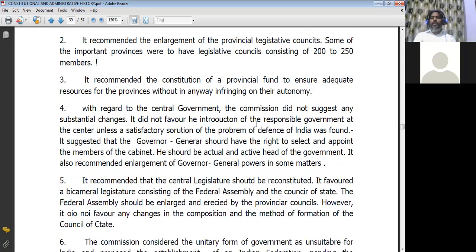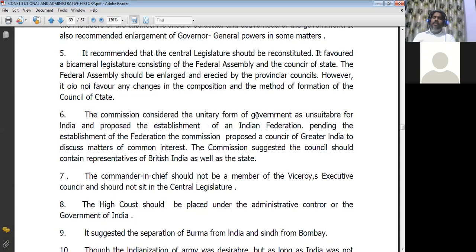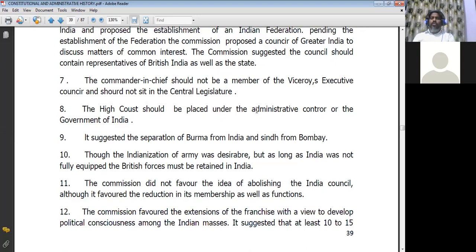With regard to the central government, the commission did not suggest any substantial changes, and it recommended that the central legislature should be reconstituted. The commission considered the unitary form of government unsuitable for India and proposed the establishment of an Indian federation. The commander-in-chief should not be a member of the Viceroy's executive council and should not sit in the central legislature. High courts should be placed under the administrative control of the government of India, and it suggested the separation of Burma from India and Sindh from Bombay.